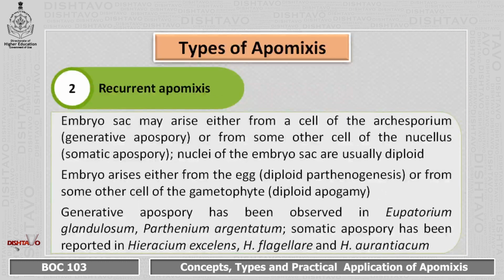Recurrent apomixis. Embryo sac may arise either from a cell of the archisporium or from some other cell of the nucellus. Nuclei of the embryo sac are usually diploid. Embryo arises either from the egg or from some other cell of the gametophyte. Generative apospory has been observed in Eupatorium glandulosum, Parthenium argentatum. Somatic apospory has been reported in Hieracium excellens, Hieracium flagellare, and Hieracium aurantiacum.